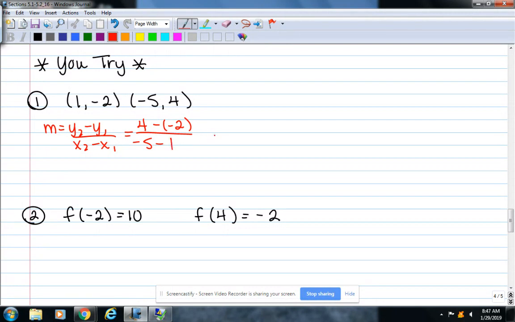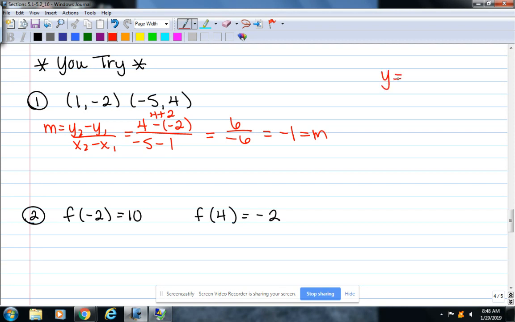No, y'all, if we get this slope wrong, are we going to get B? No, you got to be good at slope. That's not me being mean. That's the truth. 4 plus 2 is what? 2 over what's -5 minus 1? And what does that reduce to? Y'all get -1 for your slope? Any questions about that? Because if you don't get -1, your B is going to be wrong.